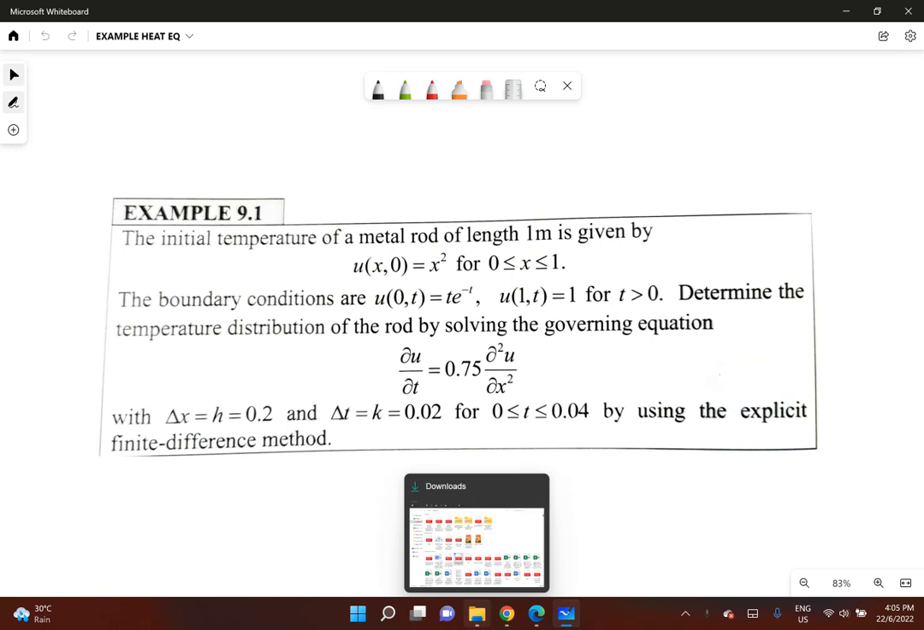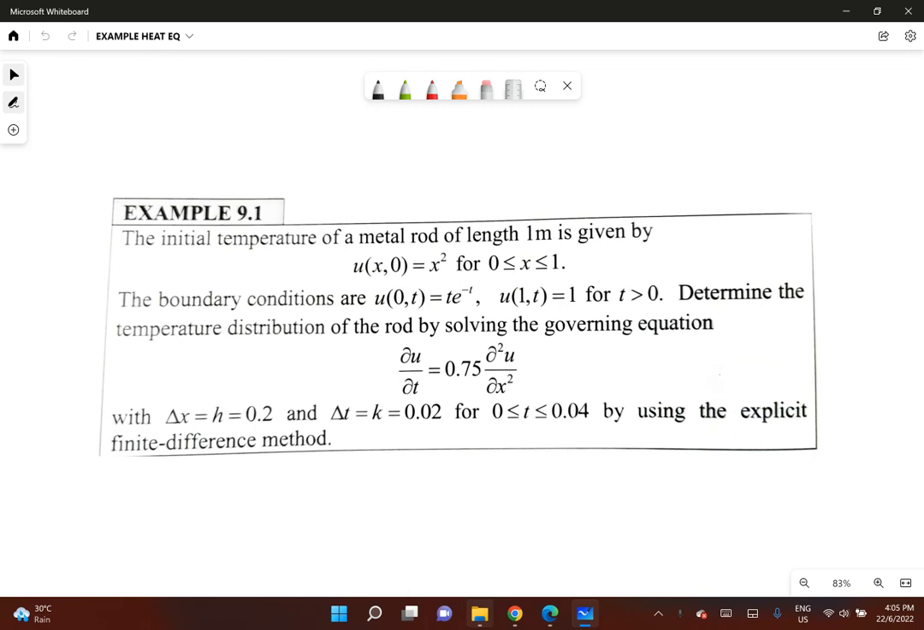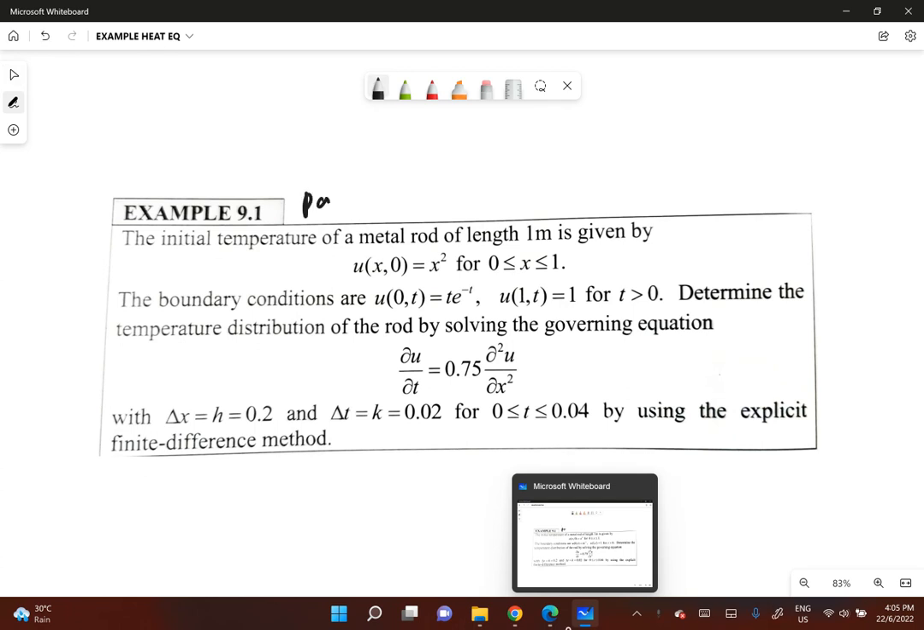Okay, we will continue. Example, heat equation. If you have the book, you can turn to page 218. This is example 9.1.